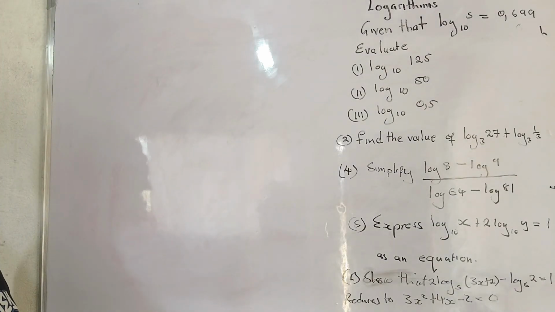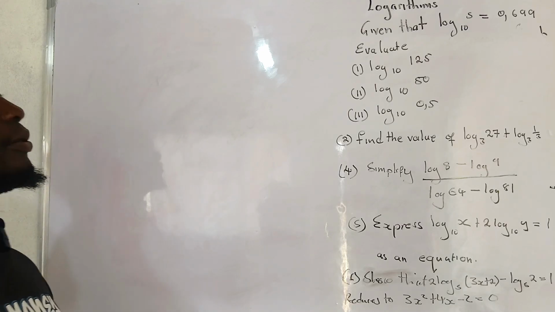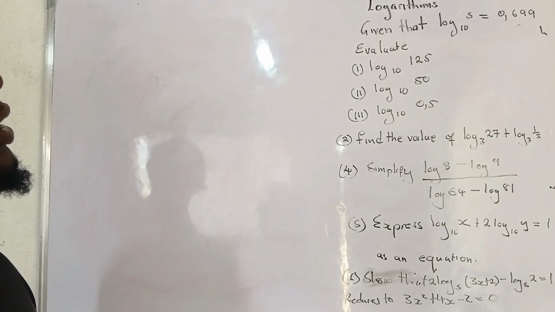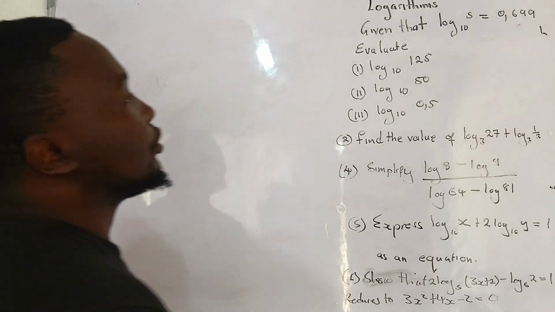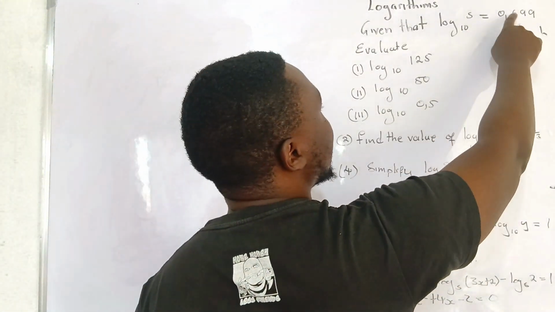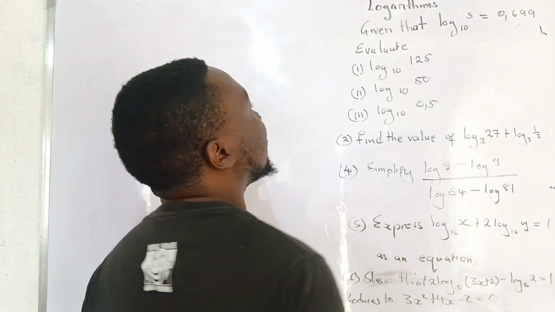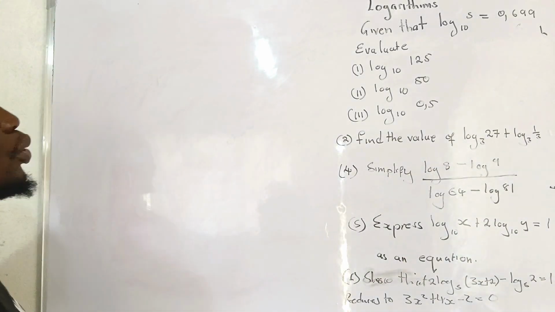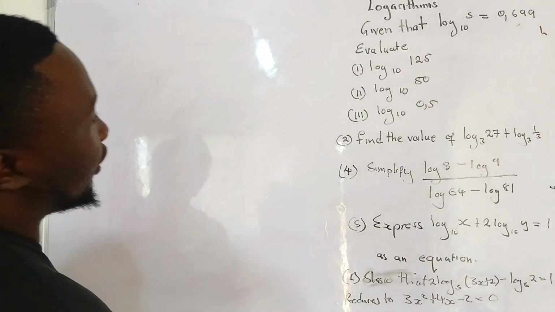Students, we're going to do a few questions on logarithms so that we get a better picture of how they went. Given that log base 10 of 5 is 0.699, evaluate log 125.